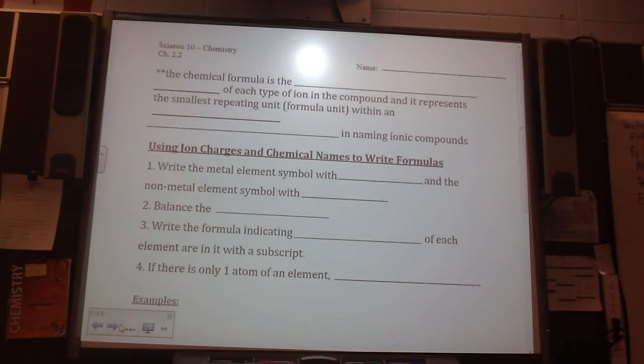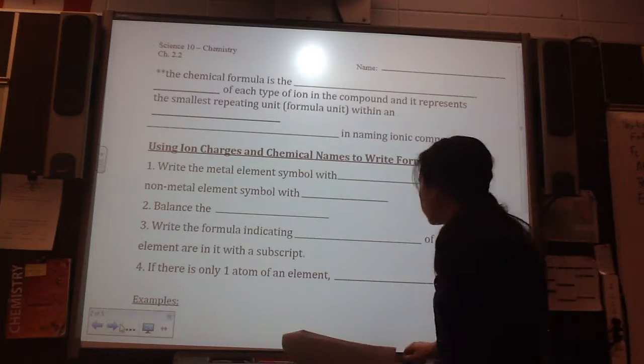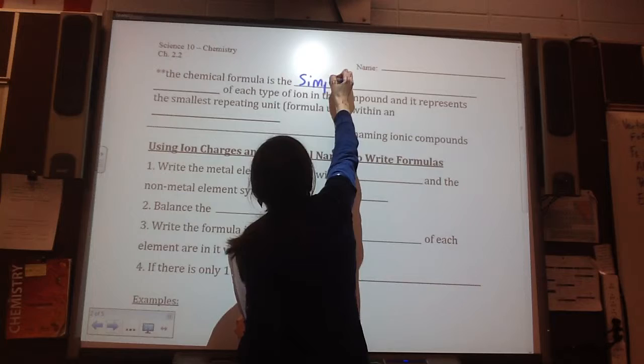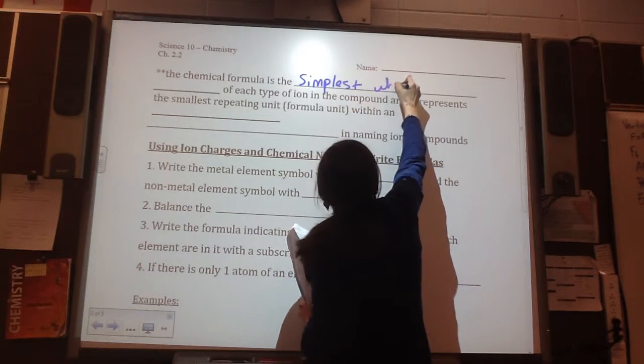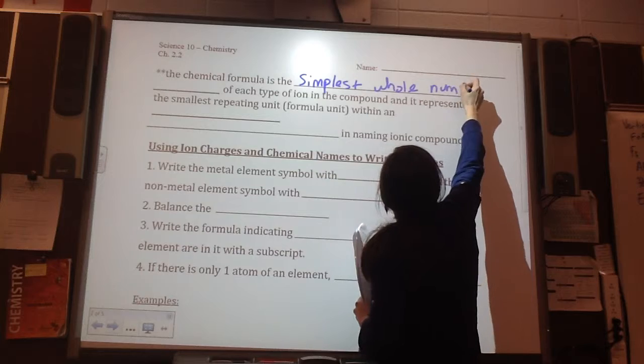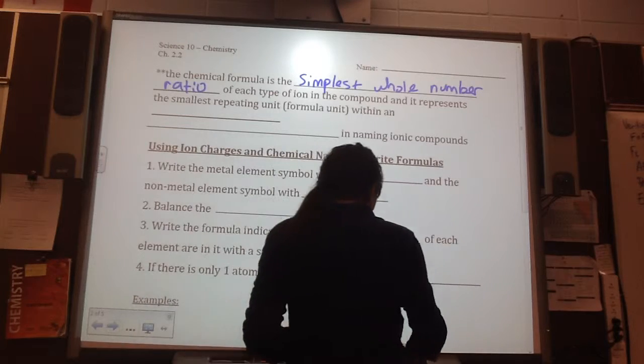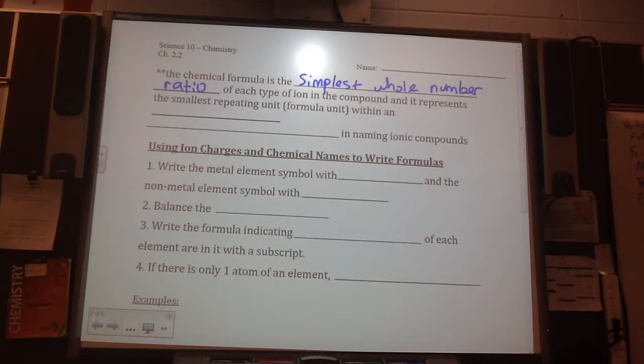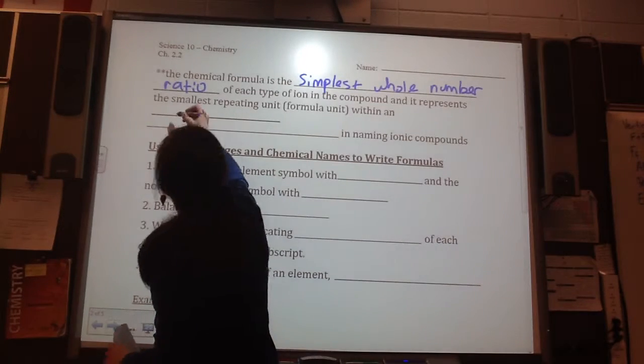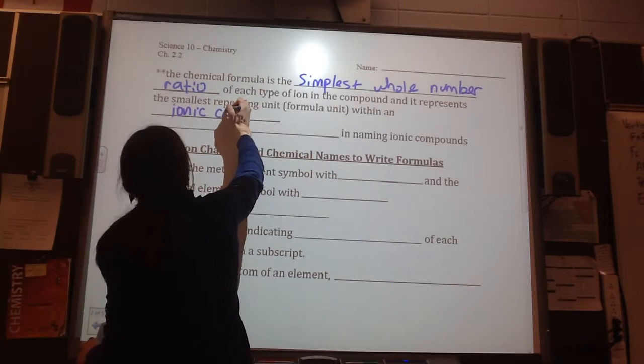All right, so the chemical formula is the simplest whole number ratio of each type of ion in the compound. And it represents the smallest repeating unit or formula unit within an ionic compound.